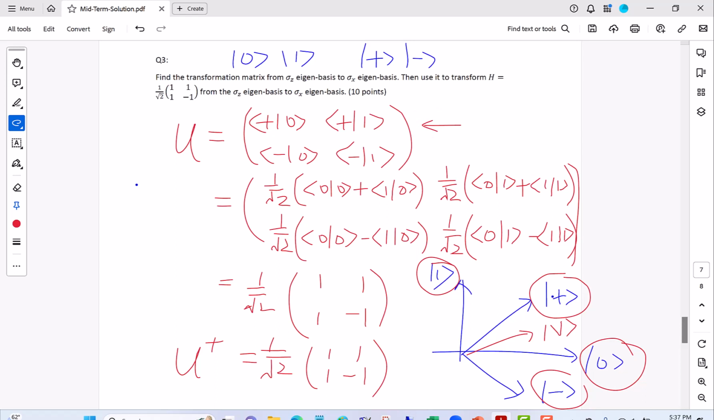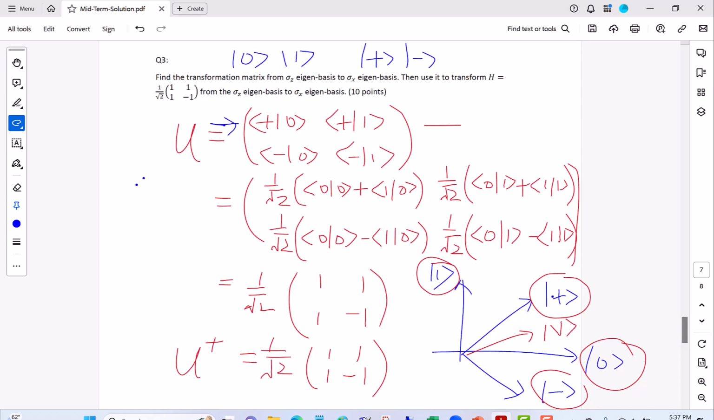The element is the ket of the new basis, inner product with the bra of the new basis, inner product with the ket of the old basis. Okay, so what do I mean? For example, you can call it either 0 or 1. Let's start with 1.